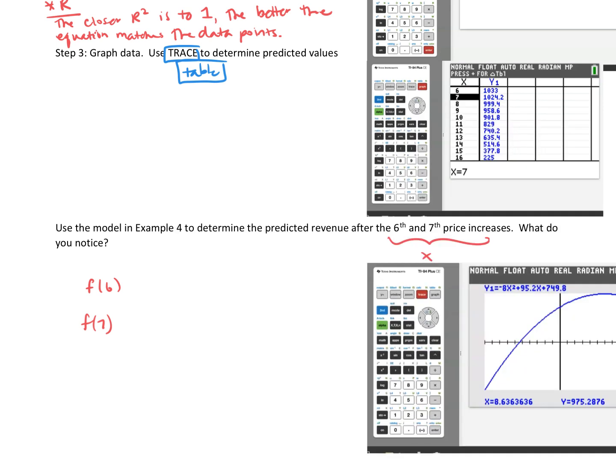All right, we saw that our predicted value when x is a 6 was 1,033, and when x was a 7, 1,024.2. And we can write in, the revenue has started to decrease. That's what we notice. That's what the question asked. What do you notice? We notice the revenue has started to decrease.